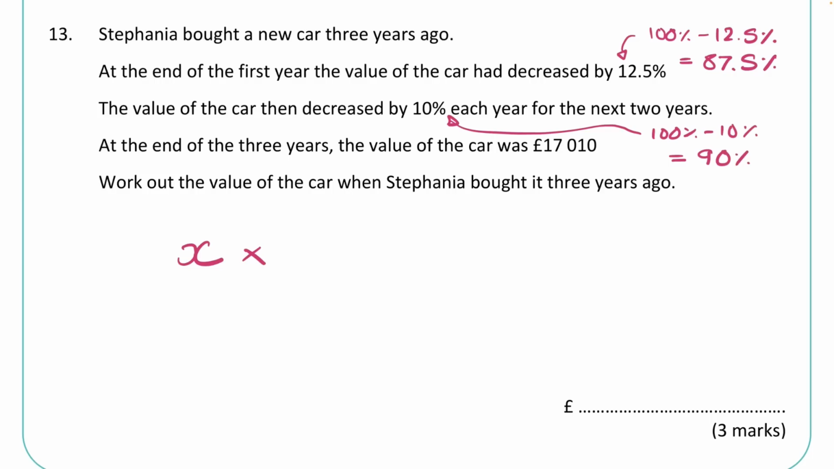So essentially, the calculation that we would do is x multiplied by the multipliers for those percentages. Now you can either type the percentage into a calculator and press your percentage button, or you can divide them by 100. So our multiplier for the 12.5% decrease is 0.875. And then for the next one, it's 0.9 for 90%. But that one was for 2 years, so that would have a power of 2 with it.